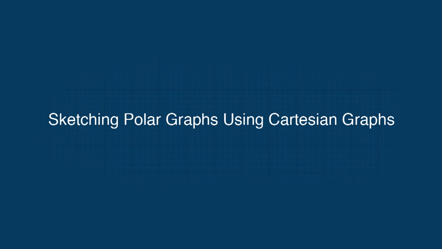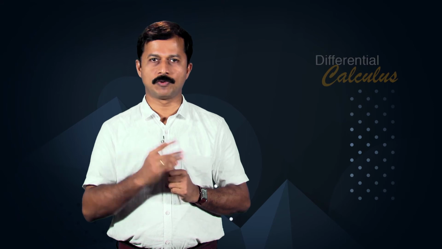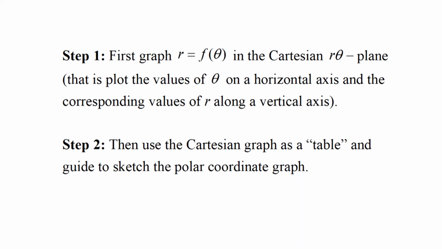Now, we discuss sketching polar graphs using Cartesian graphs. There is an alternative way to draw polar graphs using the Cartesian r theta plane as follows. Step 1. First graph r = f(theta) in the Cartesian r theta plane, that is, plot the values of theta on a horizontal axis and the corresponding values of r along a vertical axis. Step 2. Then use the Cartesian graph as a table and guide to sketch the polar coordinate graph.